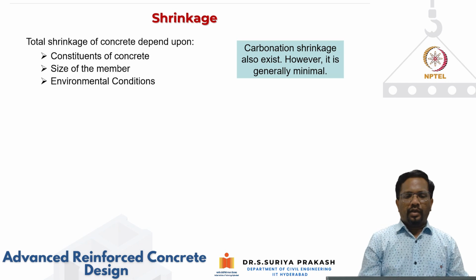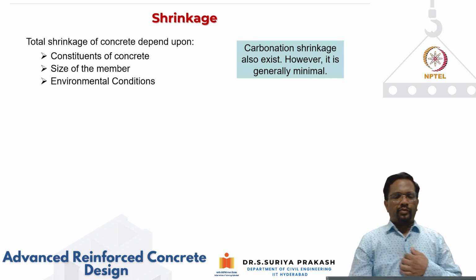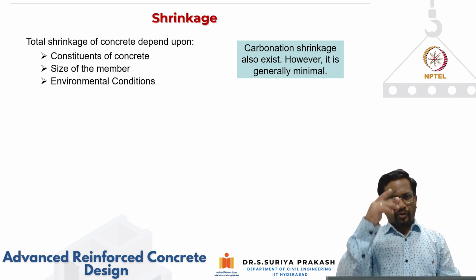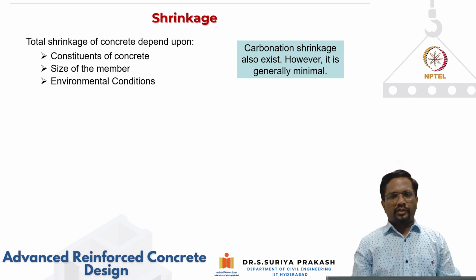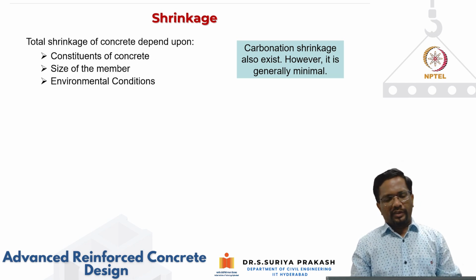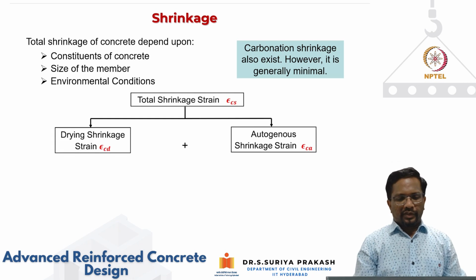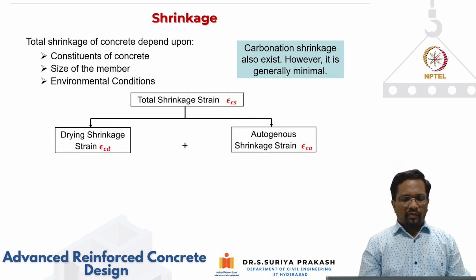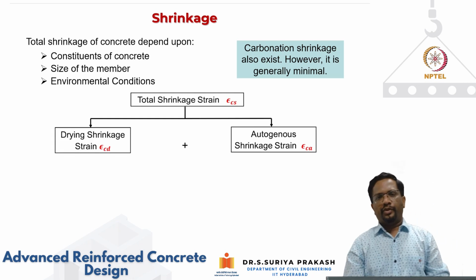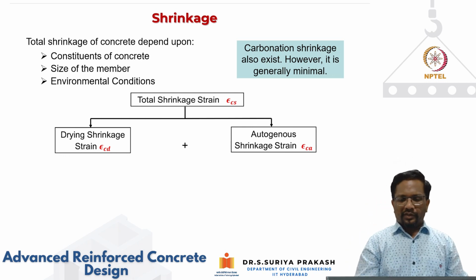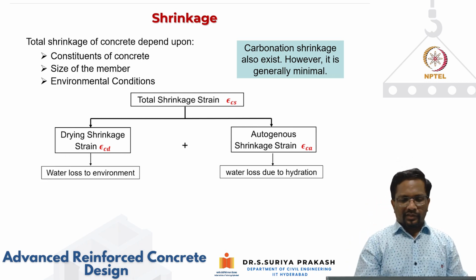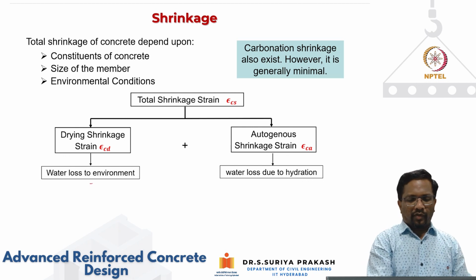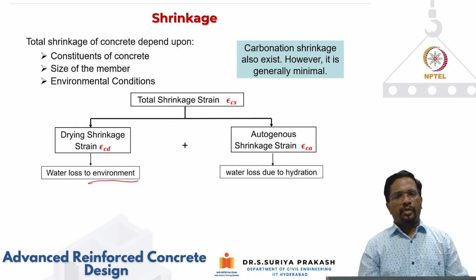Okay, we talked about this. We have two types of shrinkages. We briefly talked about them in the very beginning of this module: autogenous shrinkage and drying shrinkage. So if you see here, you have drying shrinkage, which is written as epsilon CD, and autogenous shrinkage, which is epsilon C. So drying shrinkage, we know, is because of water loss to the environment.